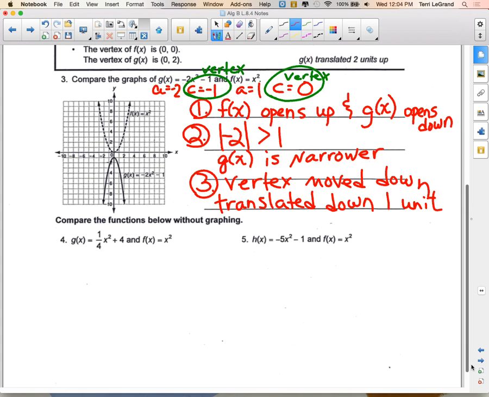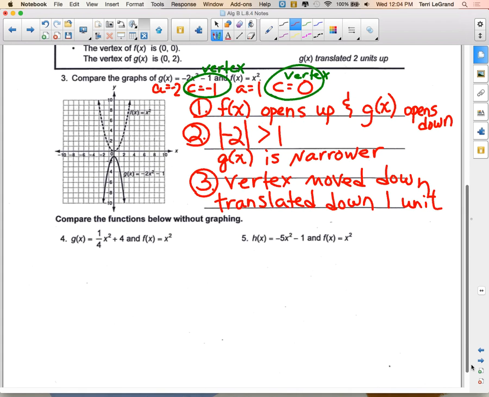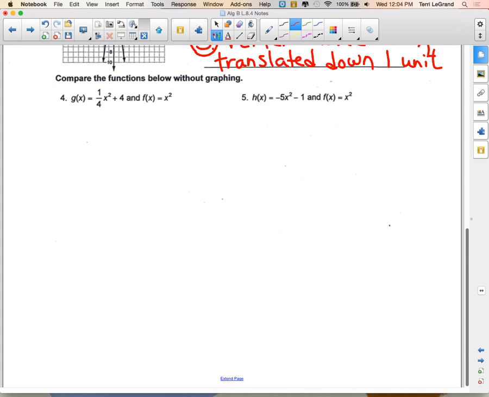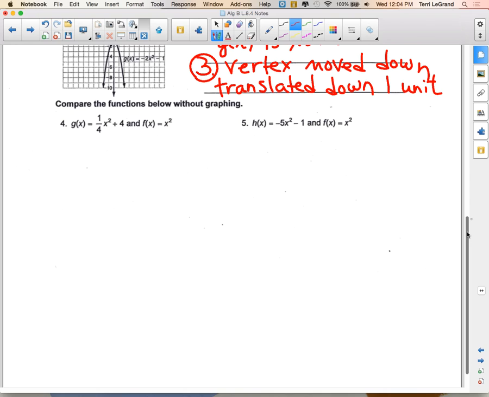Okay, now we're going to do 4 and 5 without graphing. And that's what you're probably going to be doing sometimes in your homework, because we have to be able to use the A and the C values to do it. So, what do you suppose we're going to do first? A equals, C equals. Write down the function, identify their A's and their C's.